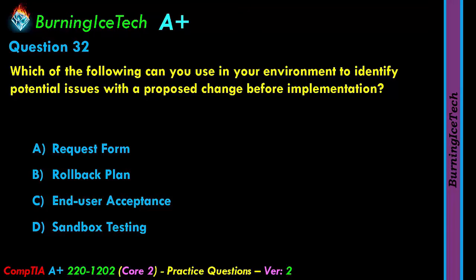Is it answer B, a rollback plan? No. Also very important if you're about to go and do a change, but the rollback plan is more like, what are we going to do if things go sideways? So after you have already done the change, that is when you're going to go and use the rollback plan if things don't go according to plan. It's your backup plan in case there's an incident. So if things hit the fan, your rollback plan is what you're going to go and do about that. So it's not B. Answer C, end user acceptance.